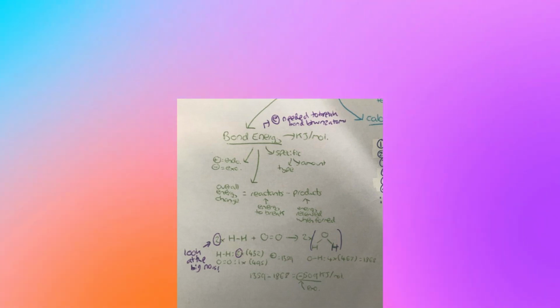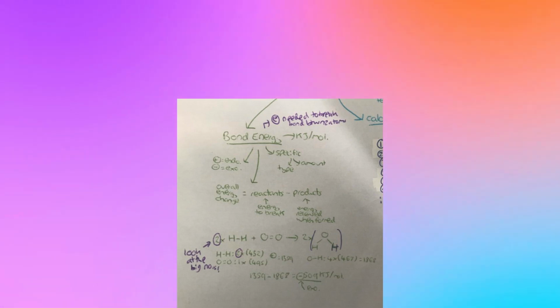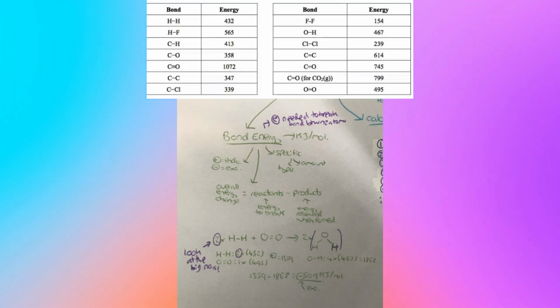For example, if we had 2 lots of an H to H bond plus an O double bond making 2 lots of O to H, we are going to look at our reactants and products, so we can split the page. On our reactant side, we've got 2 lots of the H to H bond, so 2 times the value in our bond energy table, which is 432 for this specific bond. And then our O double bond is 1 lot of 495. We're now going to add those 2 values together, which will give us 1,359.